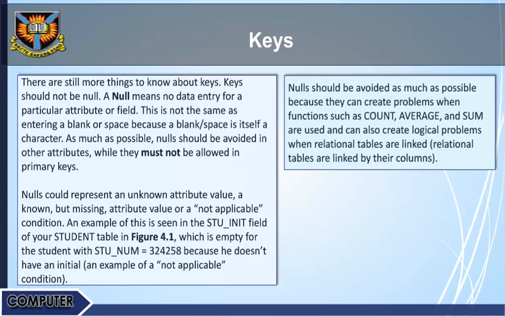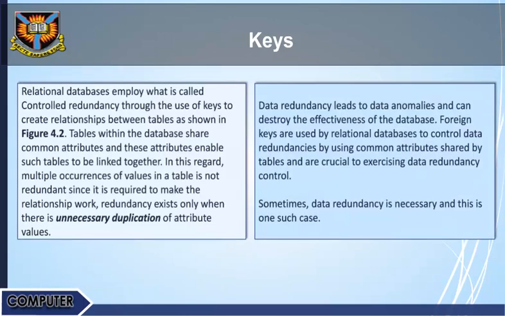Nulls should be avoided as much as possible because they can create problems when functions such as count, average, and sum are used, and can also create logical problems when relational tables are linked. Relational tables are linked by their columns. Relational databases employ what is called controlled redundancy through the use of keys to create relationships between tables, as shown in figure 4.2. Tables within the database share common attributes, and these attributes enable such tables to be linked together.